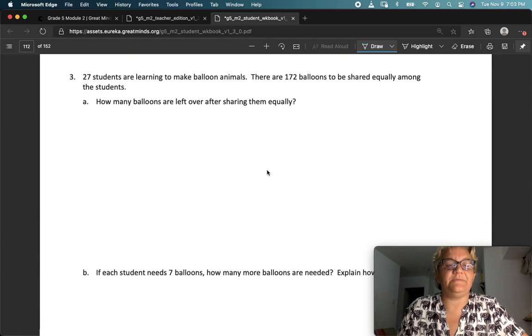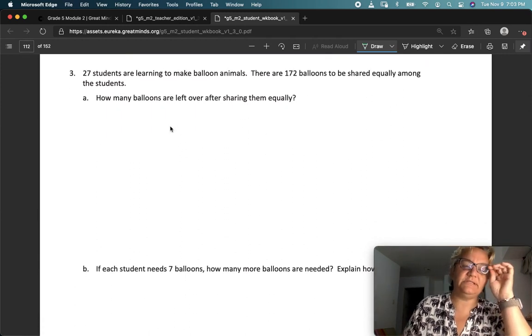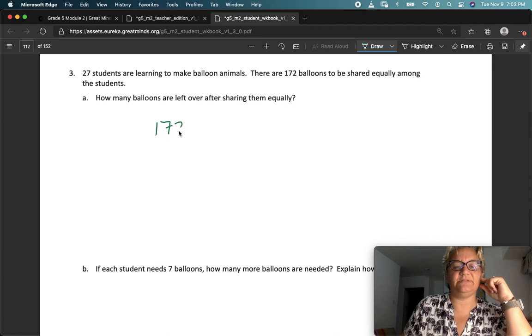Number 3, 27 students are learning to make balloon animals. There are 172 balloons to be shared equally among the students. Okay, so we have 172 balloons and 27 students. We're going to share them equally. How many balloons are left over after sharing them equally? So they're looking for the remainder. Leftover means remainder.